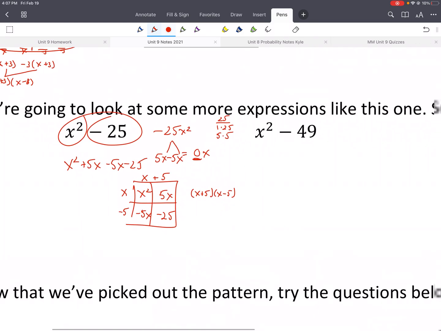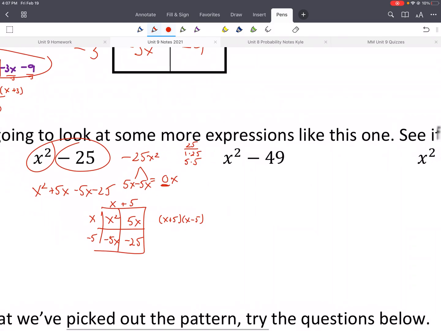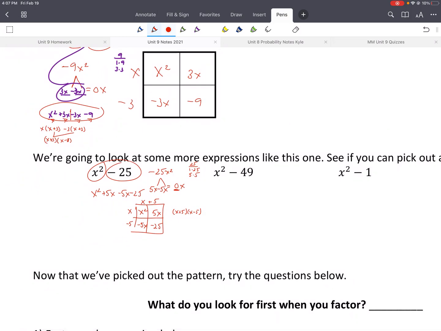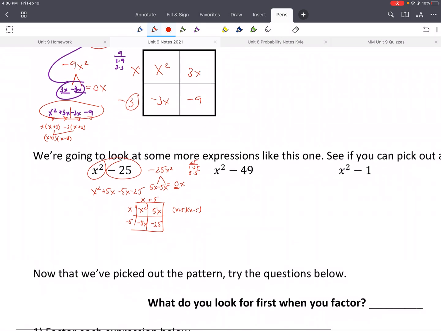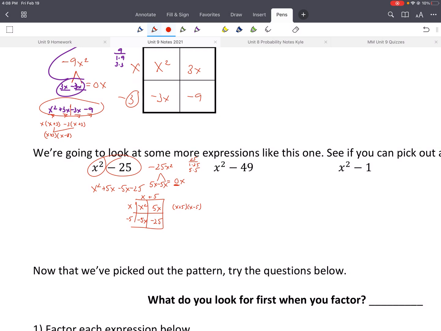So maybe you're starting to see a pattern. For the sake of the video, we're going to talk about that. If you're missing the middle term, it looks like the two numbers that go inside those parentheses are just the square root of that term, okay? So if that makes sense, then use that. If not, it's okay to just do the same thing that we've always done, okay?